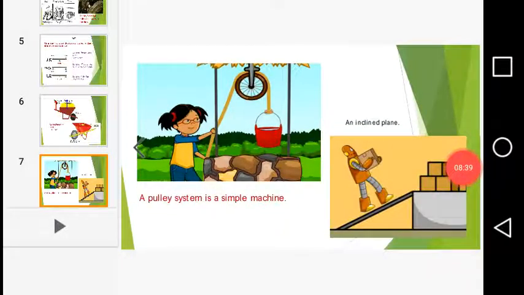Next, we have the wheel and axle. The wheel and axle are also examples of simple machines. Now, what is a wheel? Wheel and axle are another example of simple machine.